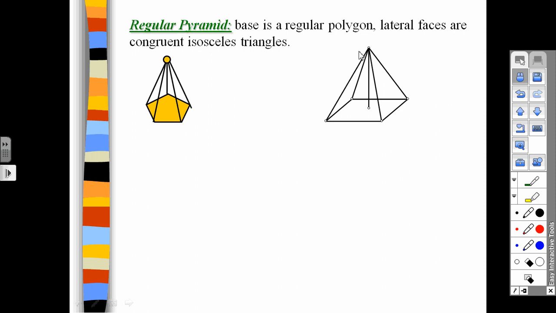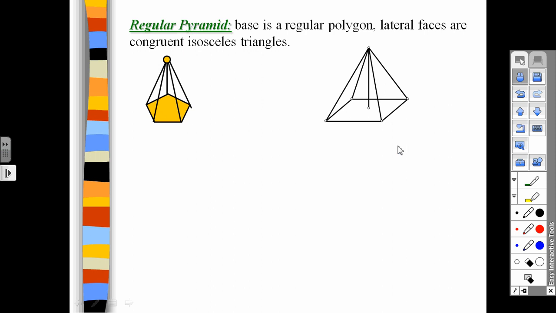So this right here is our typical pyramid that has a square base, right? But remember, it can be any regular polygon for the base. In this case, this is a regular pentagon, okay? And they say the lateral faces are congruent isosceles triangles. So these triangles that all meet up here at the vertex are all going to be congruent to each other, and they're all isosceles. That's very good information to help us figure this out.